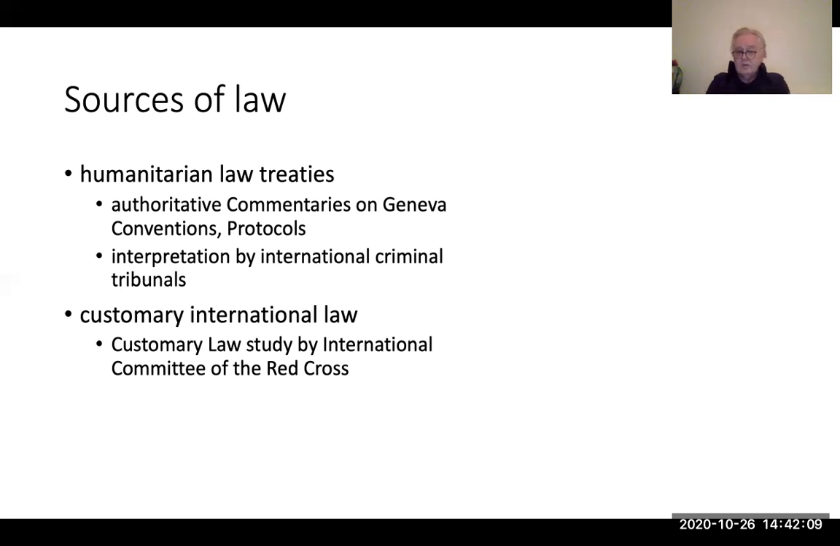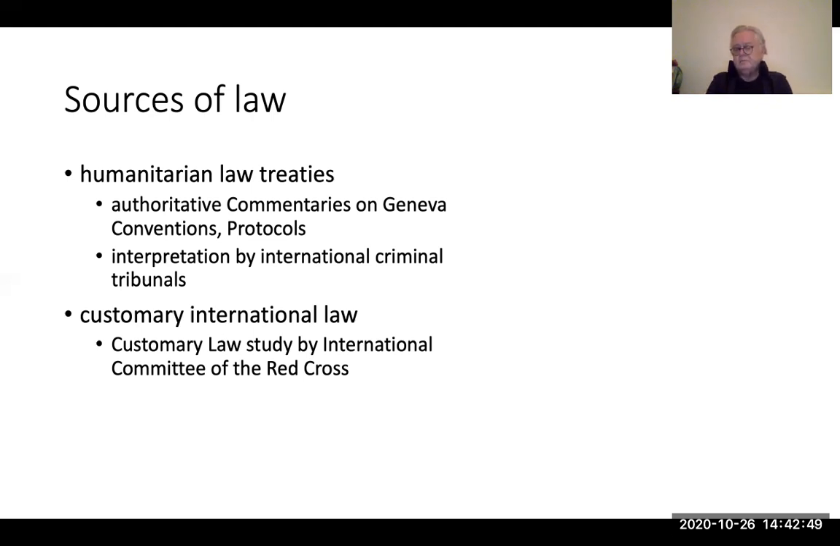The other source, which is also of great importance, is customary international law. A problem with customary international law is, of course, it's not written down the way a treaty is, and we don't have commentaries on customary international law generally. We still don't have them for customary international law dealing with human rights, any sort of resource or source book that would set out what the rules are of customary international law and human rights. Well, the International Committee of the Red Cross decided back in the 1990s that it would be a good idea to prepare a study of customary international law.